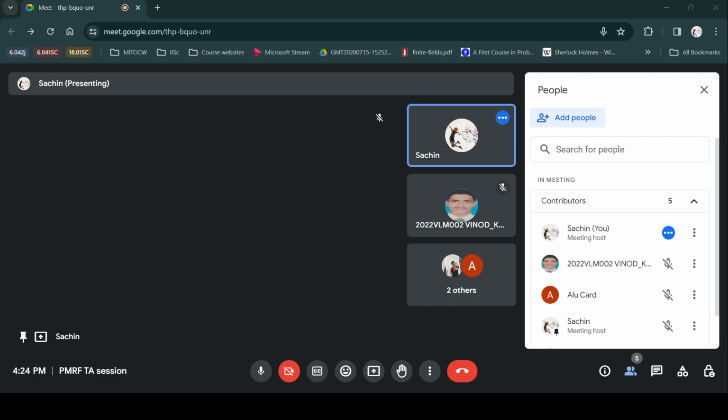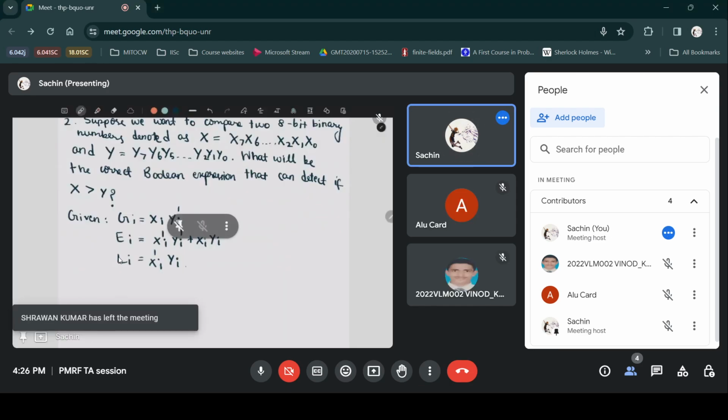And they have given that gi is the expression xi yi bar or xi yi complement, ei is xi yi plus xi complement yi complement, and li is xi complement yi. So that is the question.